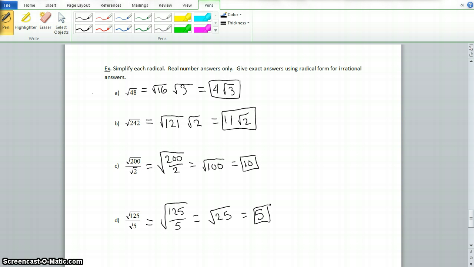Just remember that you can multiply two radicals together, or if you have the square root of a number that's not a perfect square, you want to split it apart. And with dividing, if you have the quotient of two radicals, it's the same thing as the square root of that quotient.